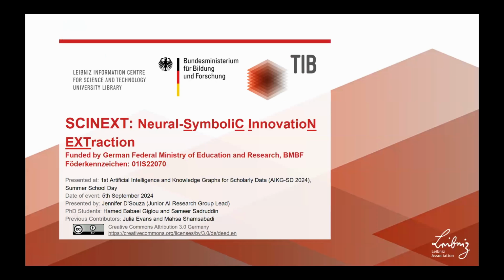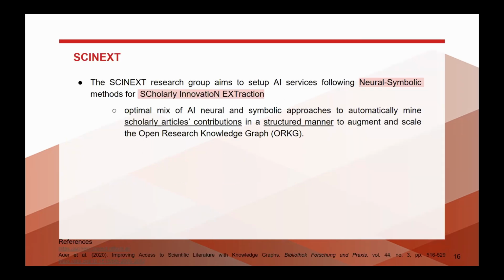Now, with this brief introduction of the Open Research Knowledge Graph, I'm going to shift to the main focus of this talk today by talking about some of the work that we've been doing in my research group, which is called SciNext. The focus of the work in our research group, or at the heart of its objectives, is to develop AI services that can power scientific knowledge graphs, and specifically knowledge graphs like the Open Research Knowledge Graph. So we have an aim, which is to have an optimal mix of AI neural and symbolic approaches to automatically mine articles' contributions in a structured manner to augment and scale the Open Research Knowledge Graph.